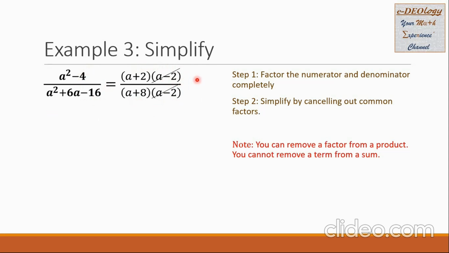So in cancelling, we will now go to the next line. We will copy the remaining factors. In the numerator, it is now the a plus 2, and in the denominator, it is the a plus 8. So again, we cannot remove or cancel the a and the a because the a here is part of the sum of the numerator. And also the a in the denominator is part of the sum with this plus 8. So our final answer, a plus 2 over a plus 8.